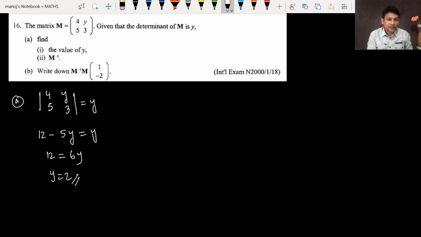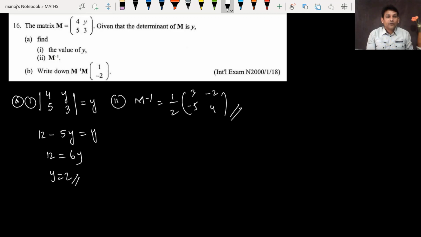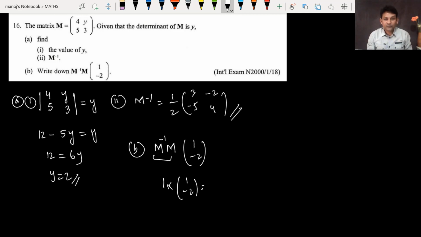B part, M inverse. Part 2 is M inverse. Determinant is already, the value y is 2, then you can just write 1 upon 2, and the determinant is what? Y is 2, so your sign changes, the places change, 3 and 4, and that's your answer. We have done it. We have the B part, okay. Please once again, M multiplied by M inverse, or M inverse multiplied by M is the same. So that result is 1, the identity matrix, and 1 multiplied by 1 minus 2 is 1 minus 2, and that's your answer.